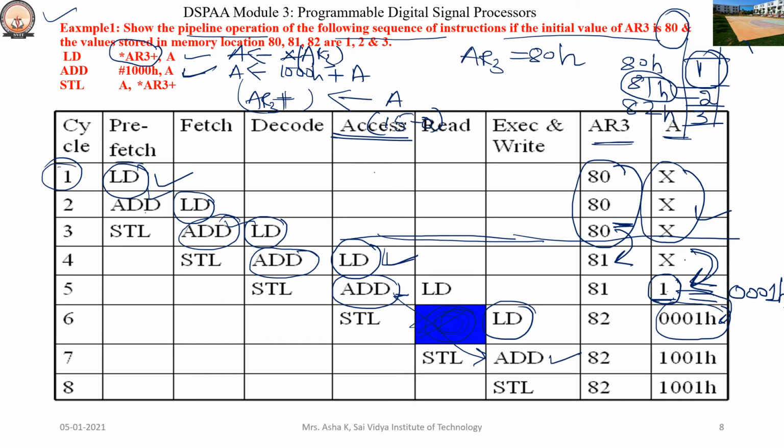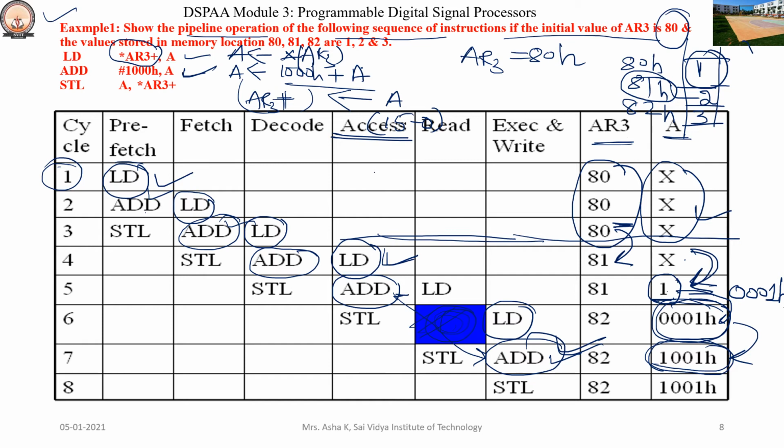Now the 1000 hexadecimal is added with the content of the accumulator. The accumulator content is 0001 hexadecimal, which will be added with the 1000 immediate value. After the execution of add is completed, I'll have 1001 hexadecimal in the accumulator A register.